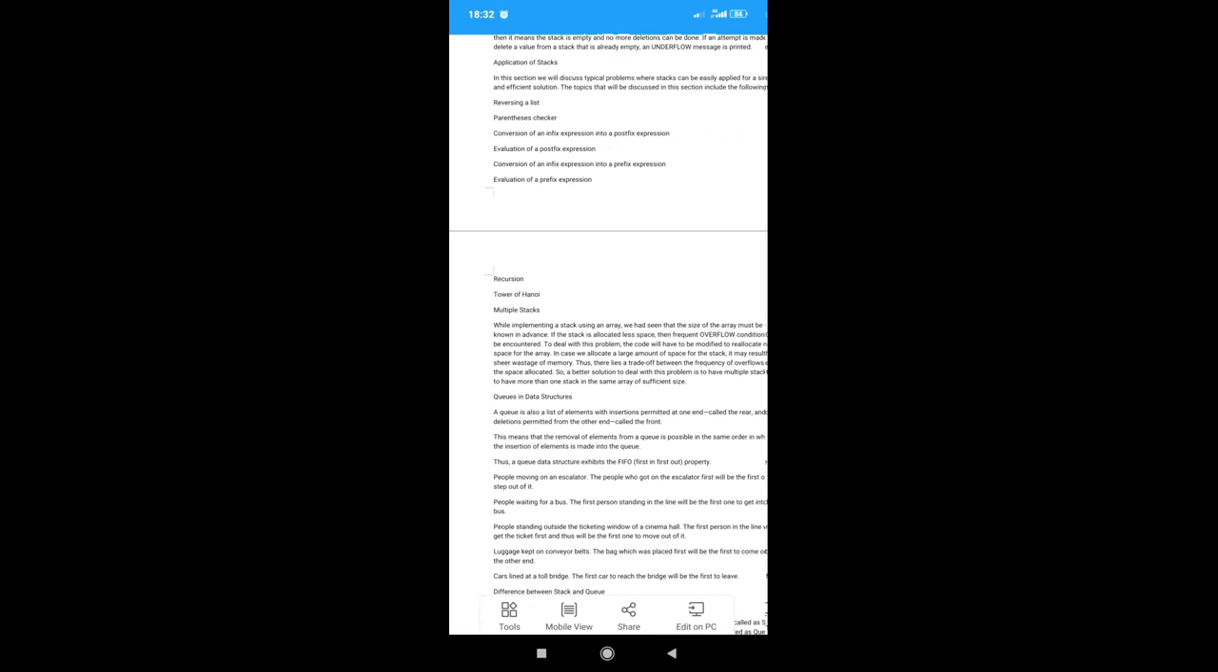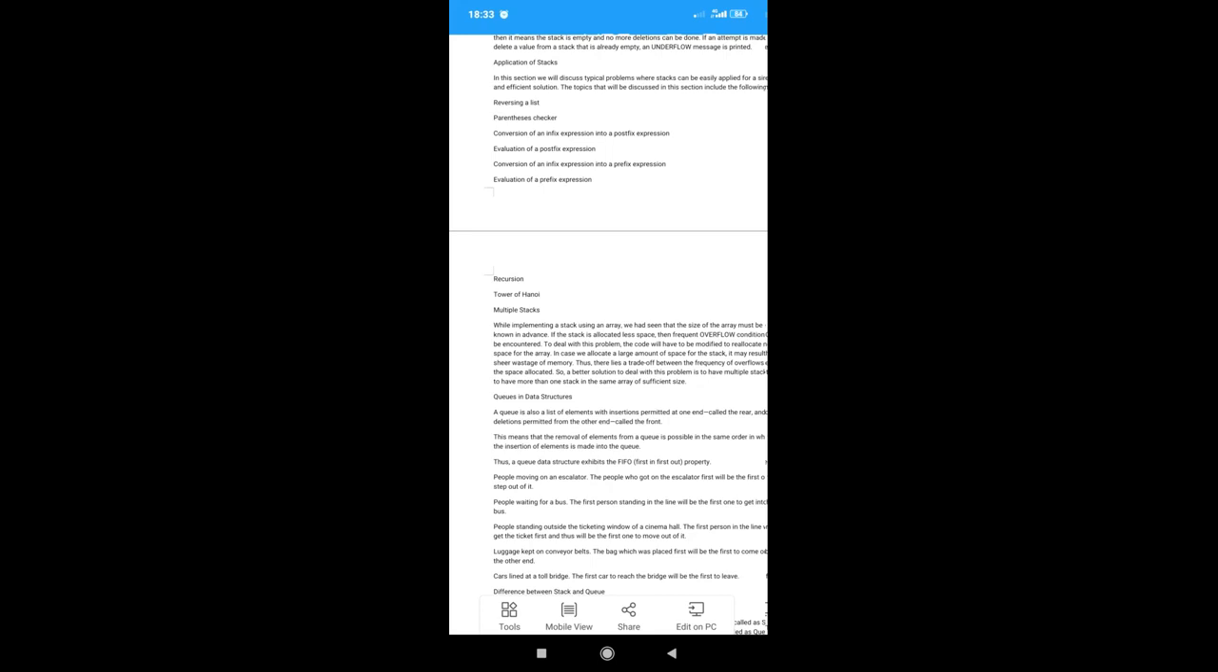The first data type here is array. What is an array? An array stores a collection of items at adjoining memory location.